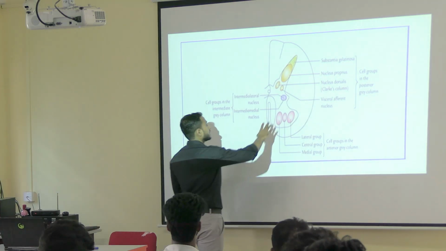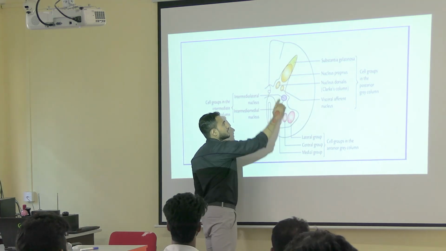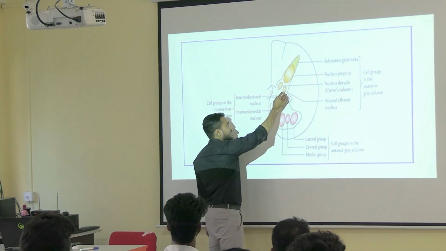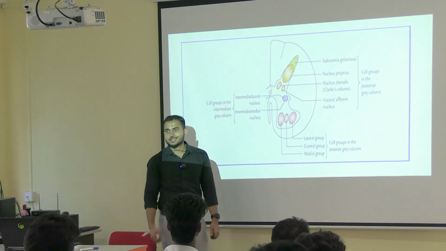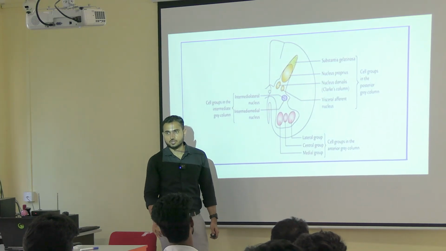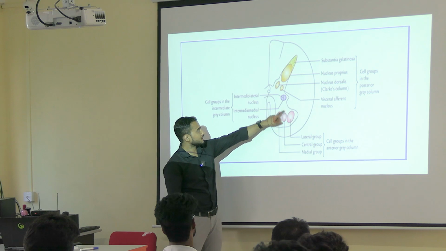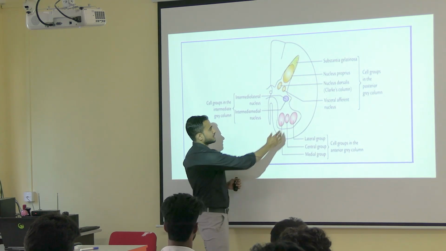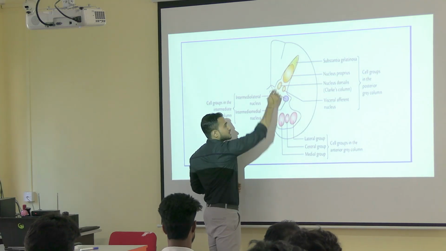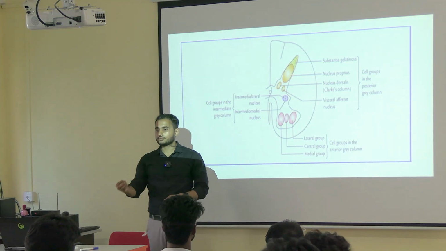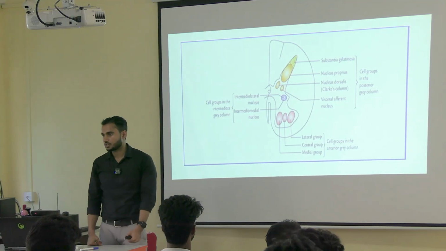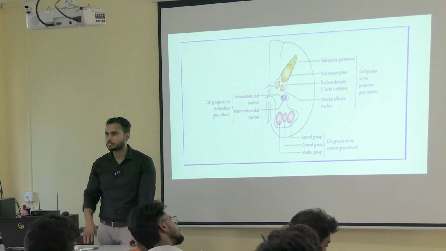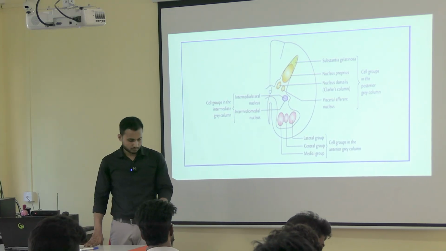Now why am I showing this diagram? Because here you can see the central gray matter, H-shaped, and this is the white matter. In the central gray matter, what is present? Cell bodies of the different types of neurons. This is the ventral horn, this is the lateral horn, and this is the dorsal or posterior horn. Different types of nuclei are present, cell bodies of different types of neurons, which can be seen under H&E section. I will show you, don't worry.